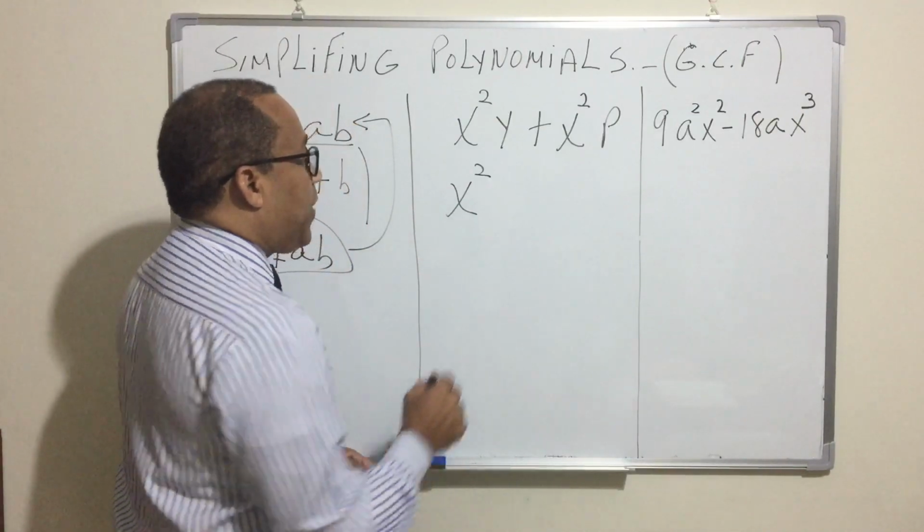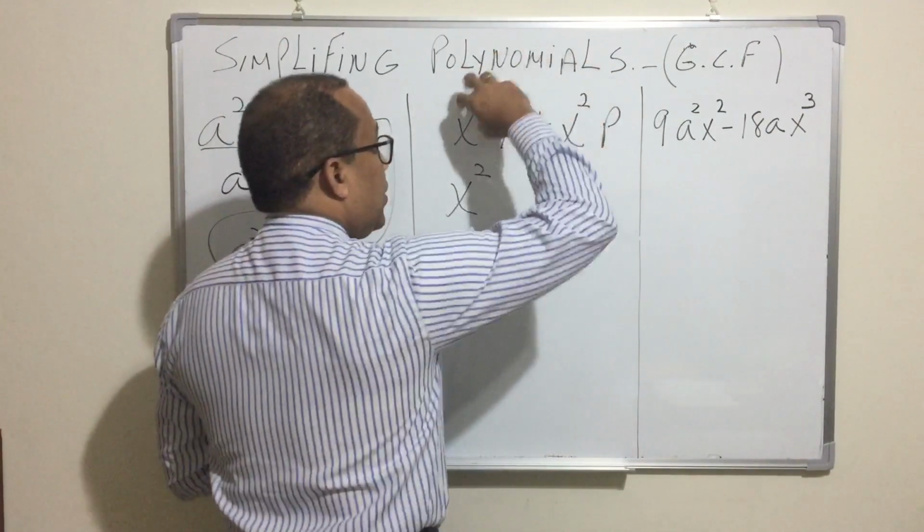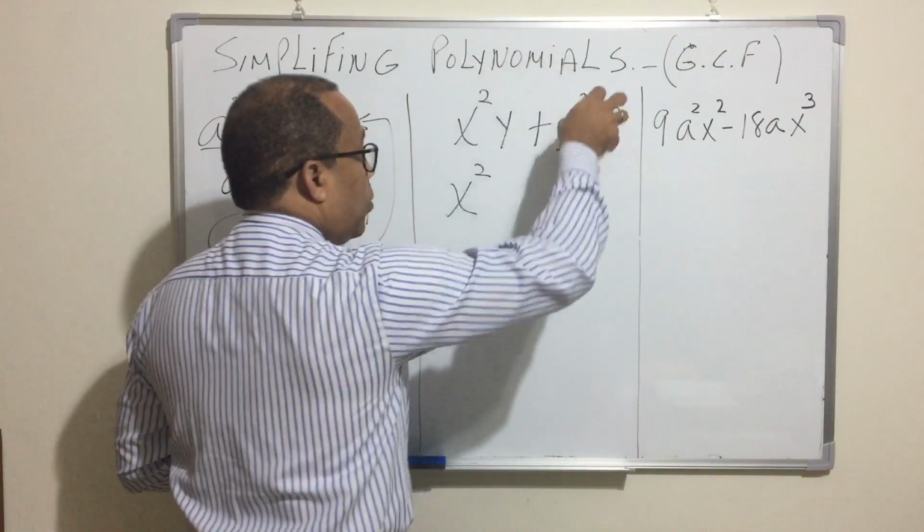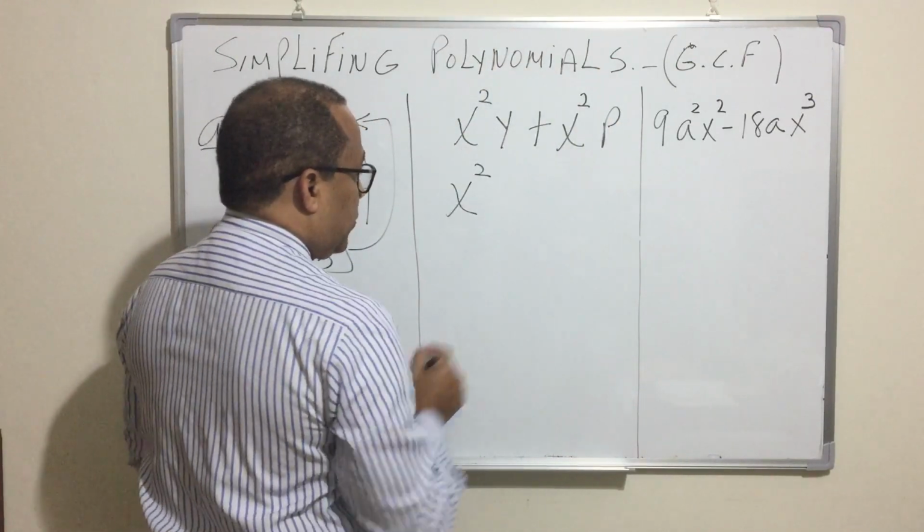Once we get the x to the second power, we divide each one of the terms in the binomial by the common factor. Let's do that.